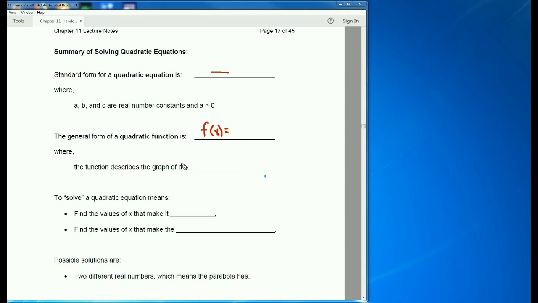This function describes the graph of a parabola, P-A-R-A-B-O-L-A, parabola. To solve a quadratic equation means find the values of x that make it true, or in other words, find the values of x that make the function, the y value, equal 0. Okay, those are the x-intercepts. Those are the places where it cuts through the x-axis.